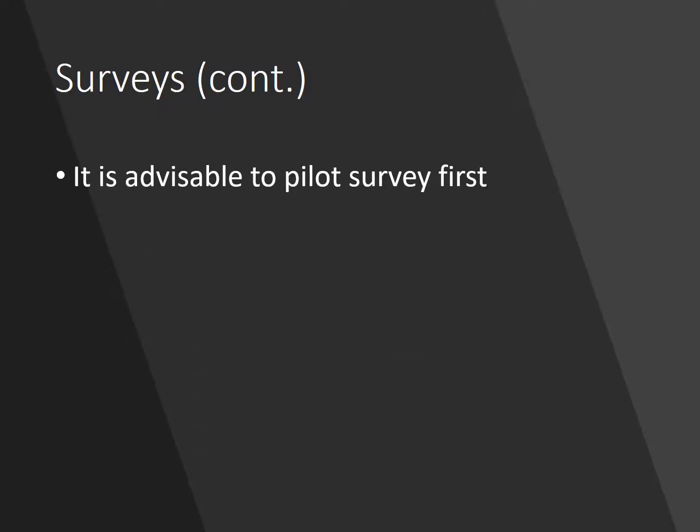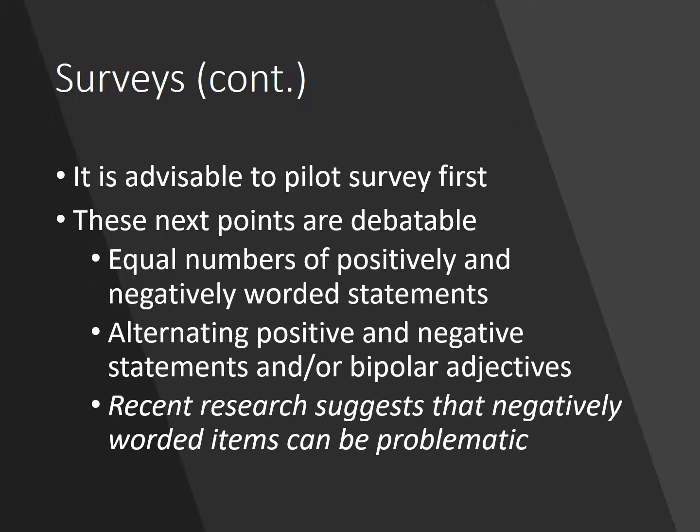Also, it's advisable to pilot your survey first before your study. And then in designing your survey, there's lots of research and questions about positively and negatively worded items. So that could be things like, I enjoy learning math, and I hate learning math, or I do not enjoy learning math. When scoring those items, of course, the negatively worded items should be reverse scored. So if it was a scale from 1 to 5, then on the I hate math item, the 5 would actually be a 1, the 4 would be a 2, etc.